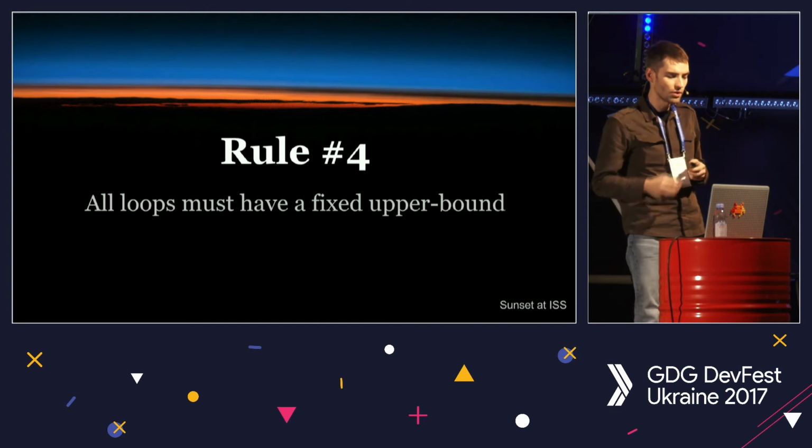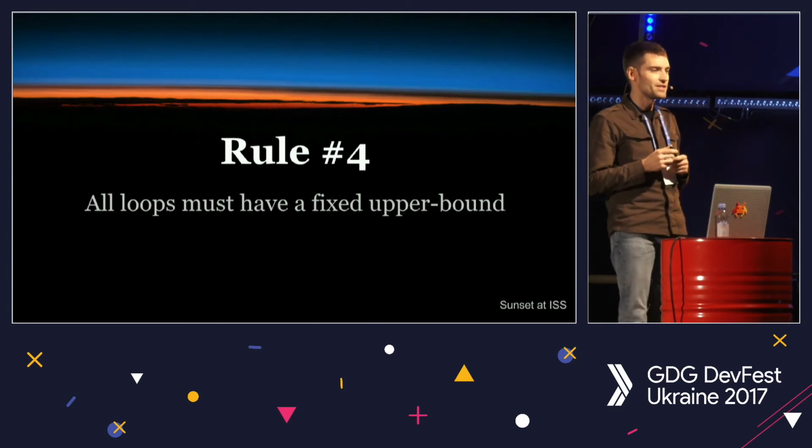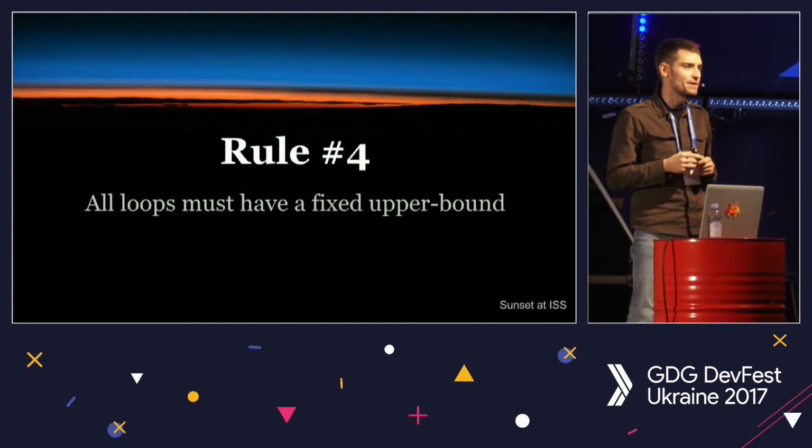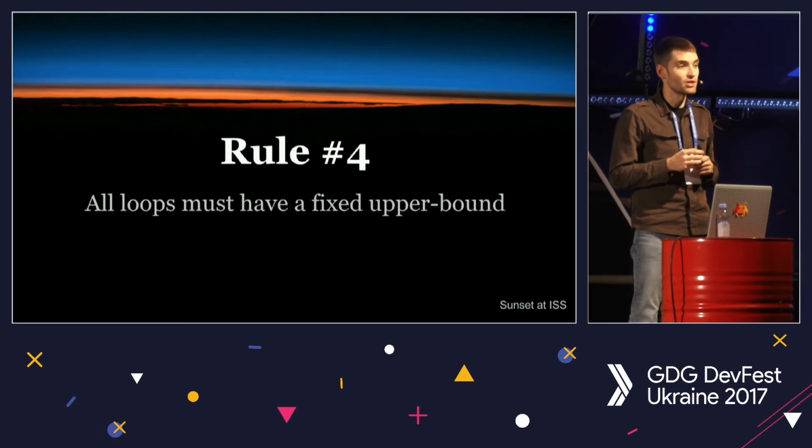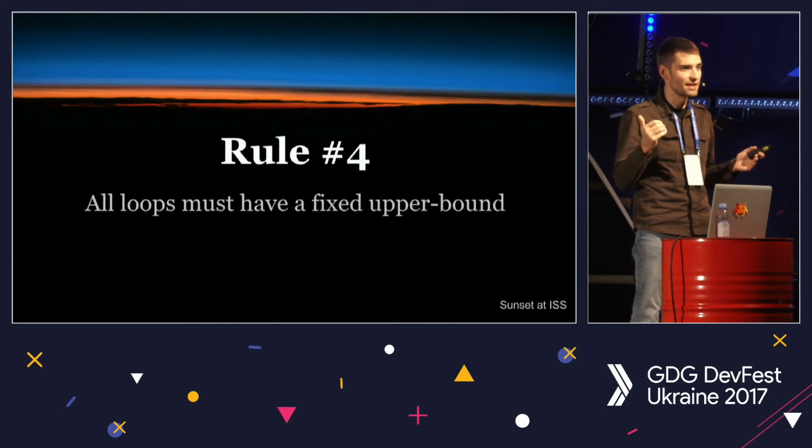Rule number 4, all loops must have a fixed upper bound. It's really weird for us, for web developers, but that's what's used in NASA. They don't use infinite loops. So every loop actually have fixed lengths. I don't think we can get a lot of there. It also comes from the rules that they need a predictable, very well analyzed code with static analysis.